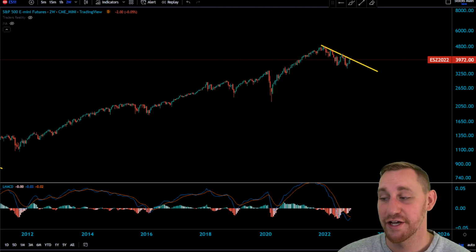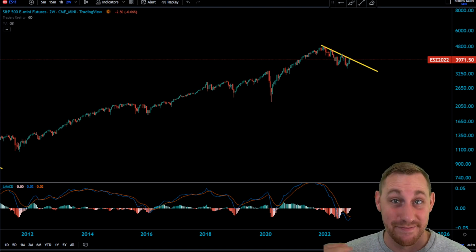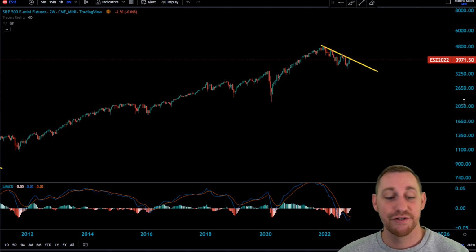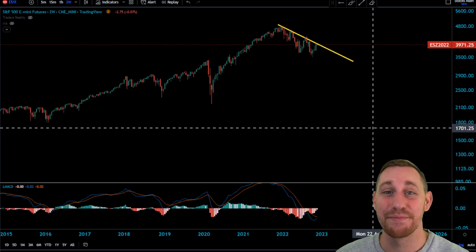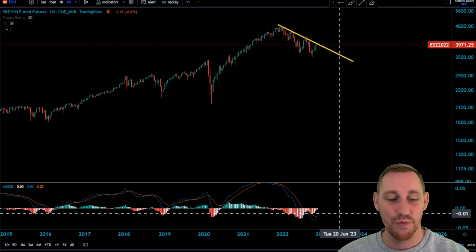And I also wanted to show you guys this on the S&P chart, right? If you actually look at where we're at on the S&P, it looks like it's about to flip bullish on that 2-week time frame right here.